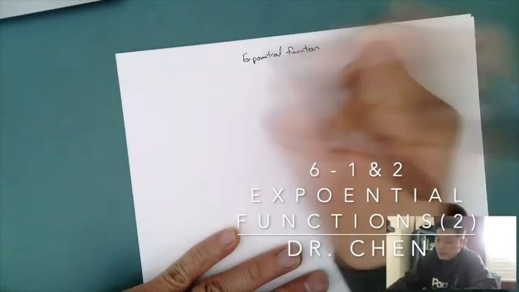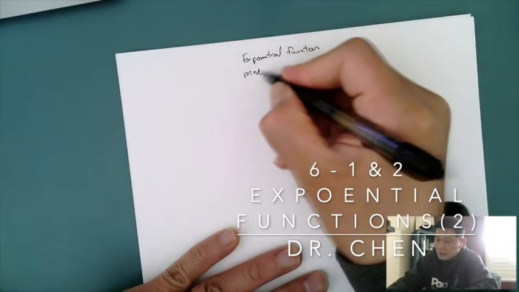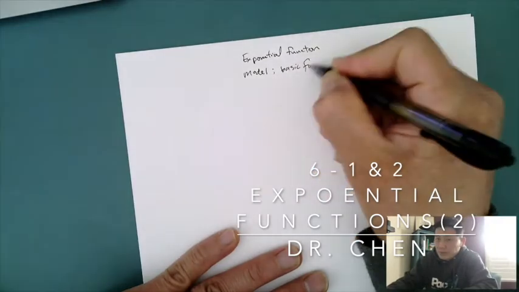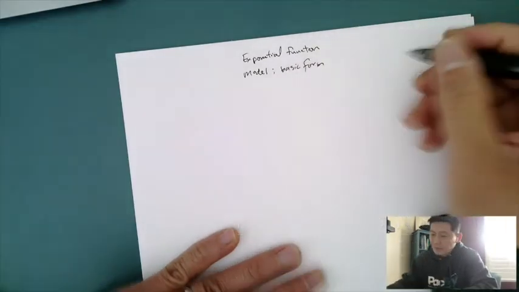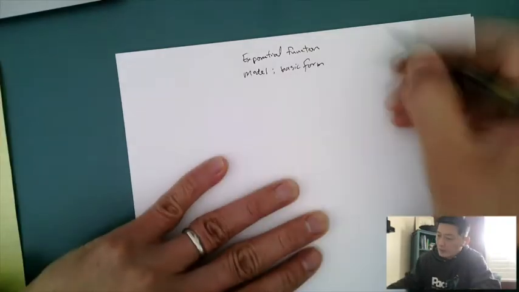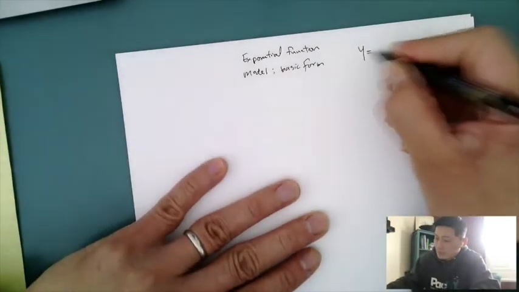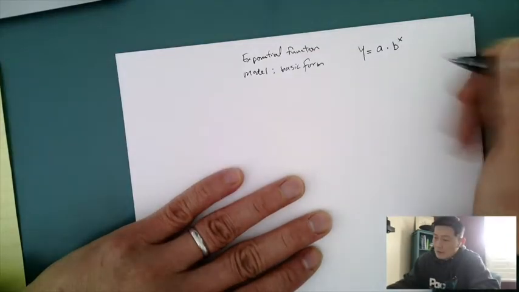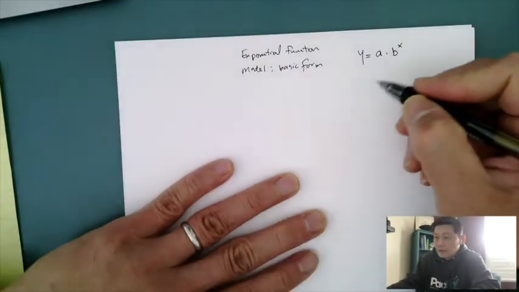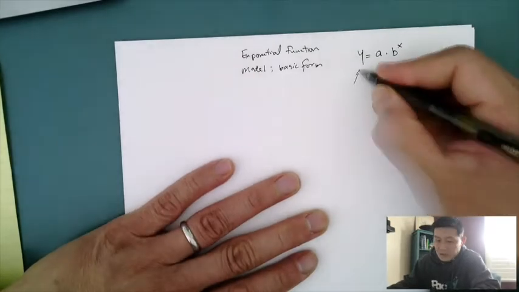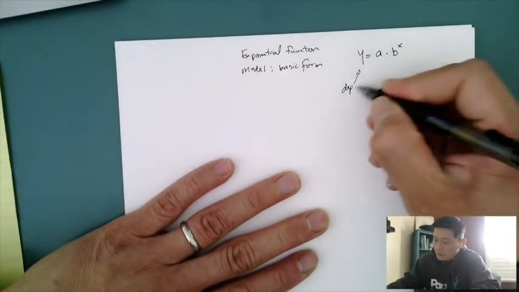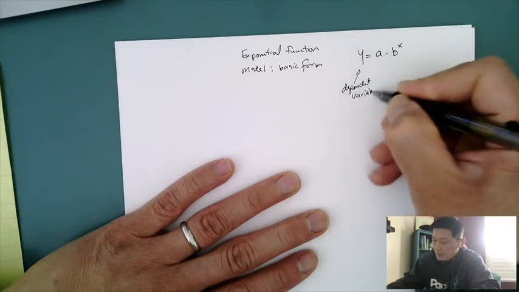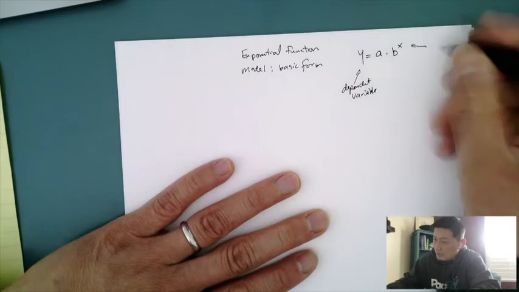Today really is focusing on the function model or basic form. Now the basic form is very simple here. It's y is equal to a times b to the x power. And obviously, just like any function, y is our dependent variable, and x is our independent variable.